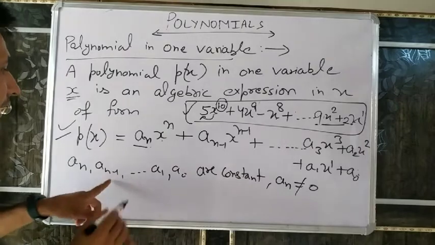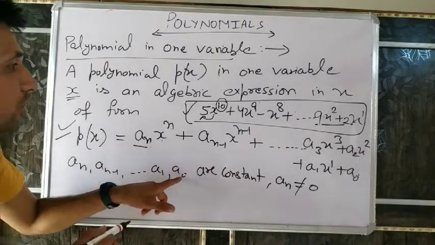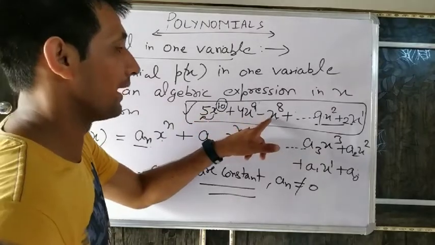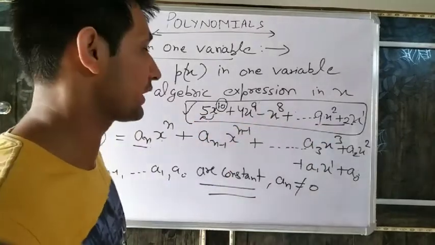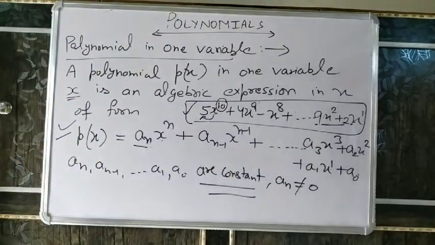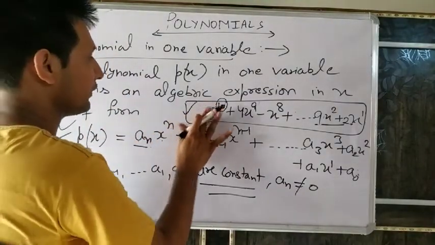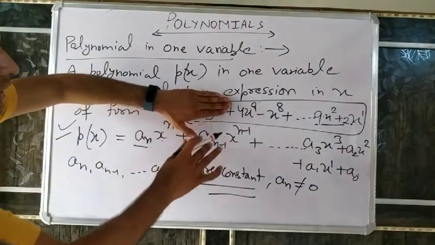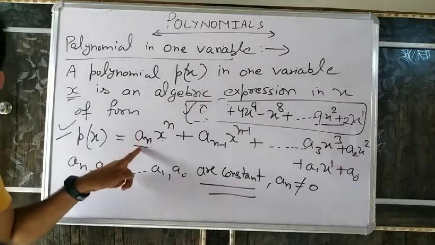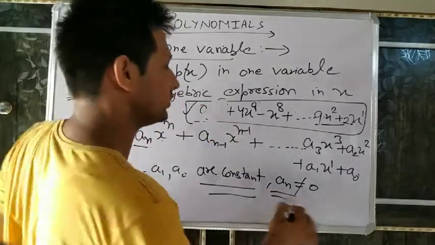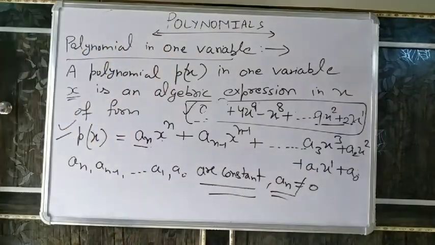And we know a_n, a_(n-1), a1, a0 are constants. Look, 5, 4, minus 1, 9, 2 are constants. And a_n is not equal to 0. a_n not equal to 0 means, suppose you take 0 in place of 5, then 0 into any number is 0, so it becomes only the remaining terms. So that's why for the first constant we cannot take a_n as 0. Understand?